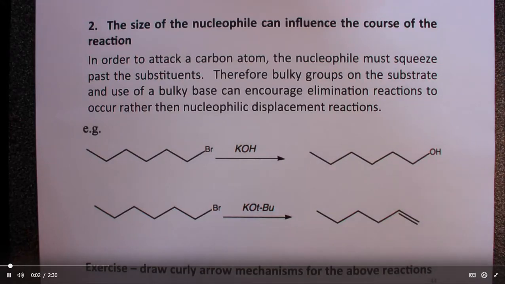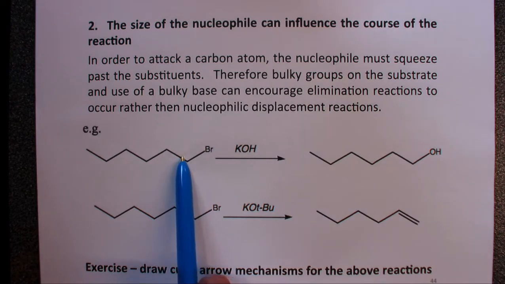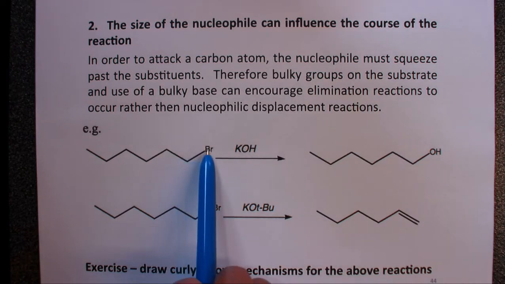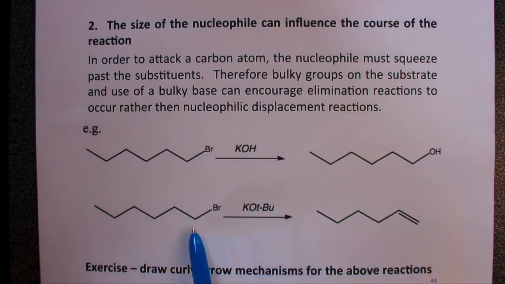So in this exercise, what you're asked to do is to draw curly arrow mechanisms for the above reactions. So we've got this reaction here, where we're getting a substitution of the bromide with the hydroxide to give the alcohol. This second one here, it's an elimination reaction, where we're going to remove a hydrogen and a bromine using a base, a sterically bulky base, to give the alkene.